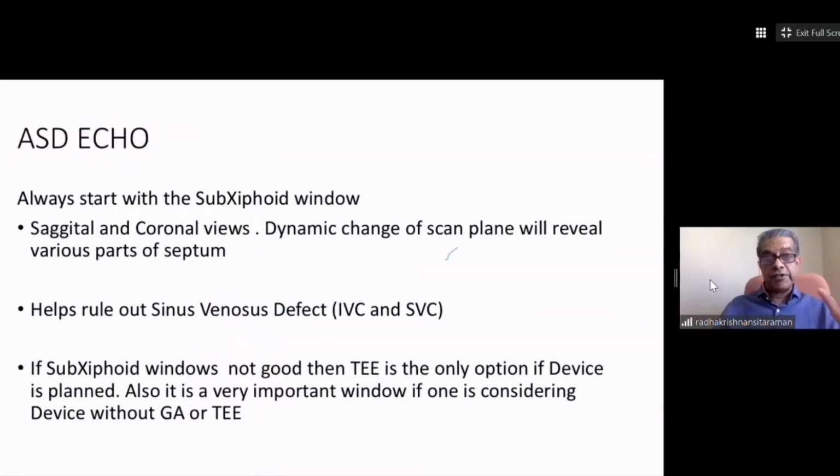This is especially true for the beginner. As your experience increases, you can choose which ASD to do without general anesthesia or without TE. But as a beginner, I think this is a very, very important thing to do. There is always this excuse, I don't have an anesthetist, I don't have a TE. You should not try to take shortcuts.